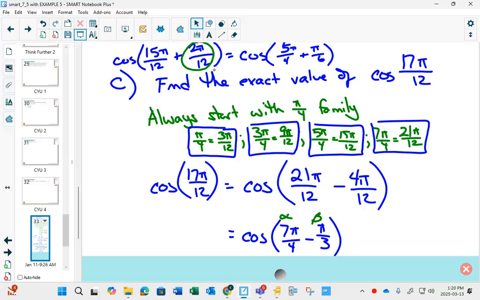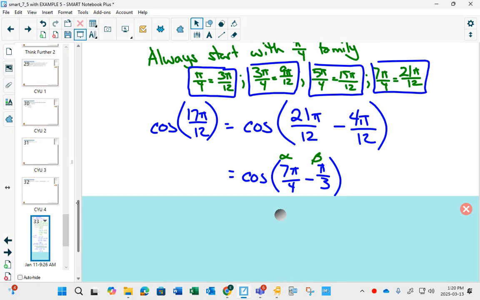And whether you used 7 pi over 4 minus pi over 3 as your alpha and beta, or 5 pi over 4 plus pi over 6 as your alpha and beta, you will get the same answer in the end, barring, of course, mistakes. Assuming you don't make any mistakes, you'll get the same answer. And so, just like double triangle questions, people really start to like pi over 12 questions because they're very predictable, and if you remember that you have to start with the pi over 4 family, then they become very easy to do.